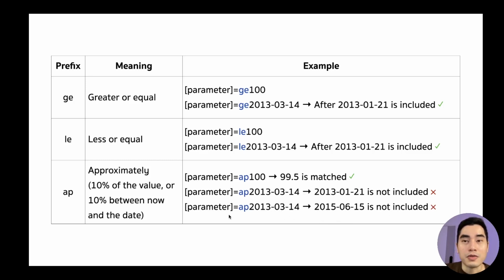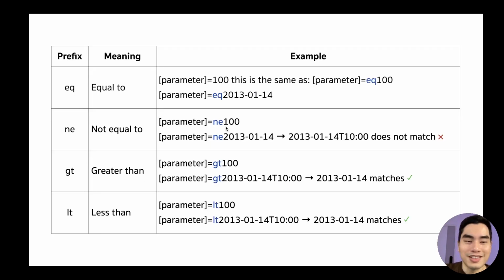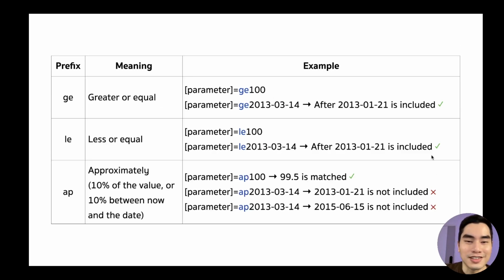Yes, this is from the FHIR spec itself. Maybe if we search it again in the future, it will change because the 10% between now and that date is changing. But I would say I rarely use this prefix. Most of the time I use equal or some basic ones.